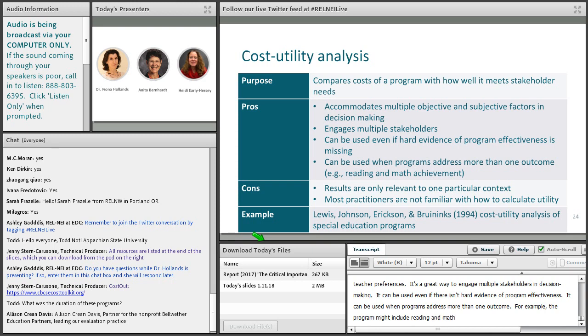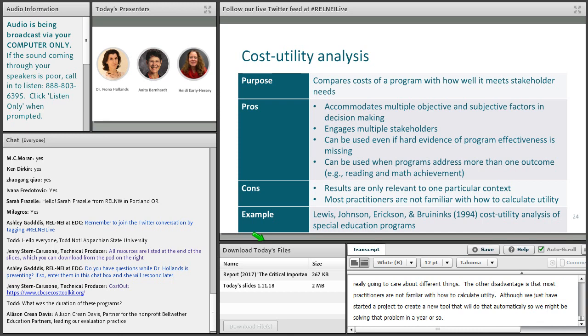The disadvantages of cost-utility analysis are that the results are only relevant to one particular context, and that's because every set of stakeholders is really going to care about very different things. The other disadvantage is that most practitioners are not familiar with how to calculate utility, although we just have started a project to create a new tool that will do that automatically. So we might be solving that problem in a year or so.